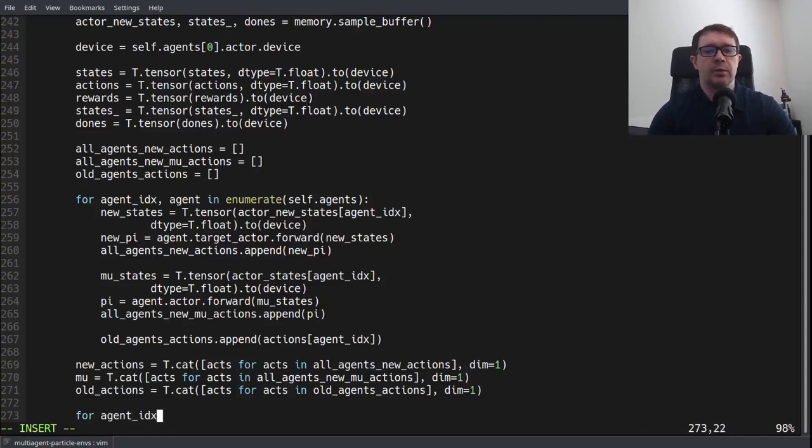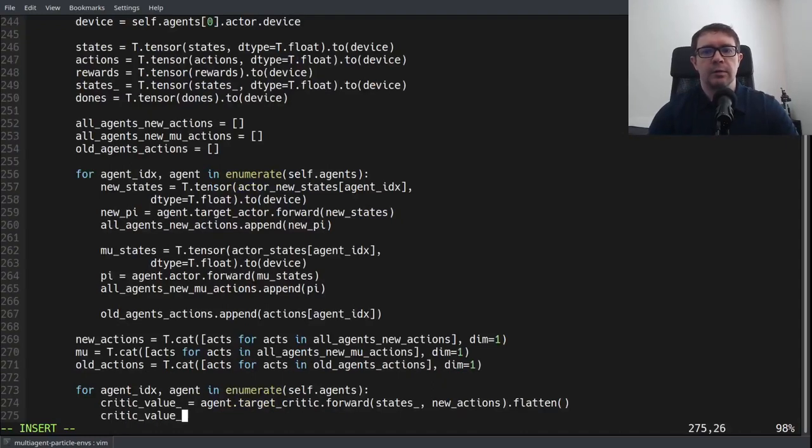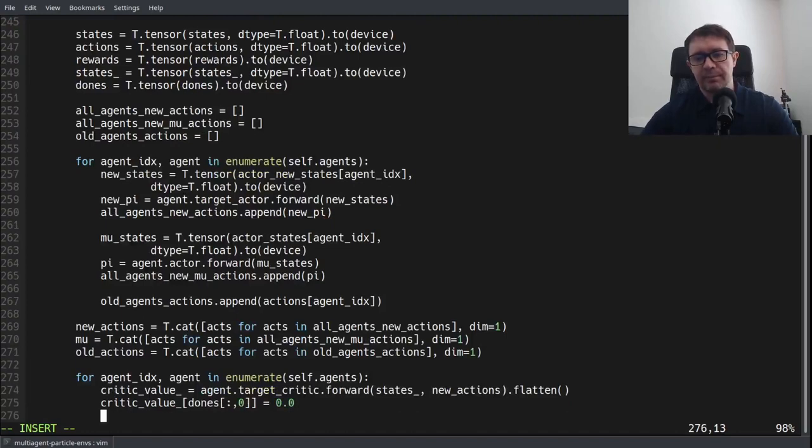So now we need our second loop over agents. This is where we're going to handle the cost functions. So we'll say critic value underscore, because that is for the new states, equals agent target critic dot forward states underscore, new actions dot flatten. And we say critic value underscore dones all rows zeroth element, because the dones are an array of three elements of false for each agent, and set everywhere that is true equal to 0.0.